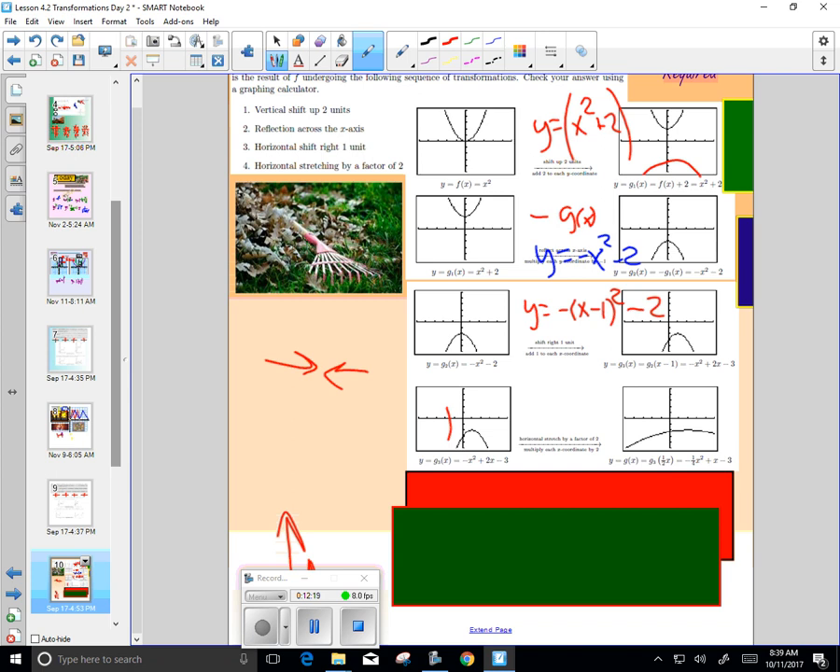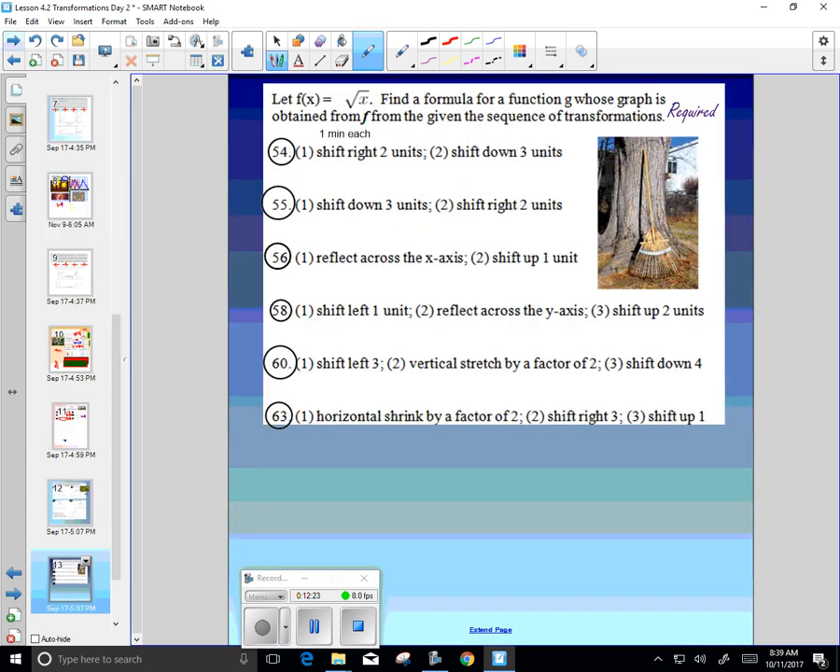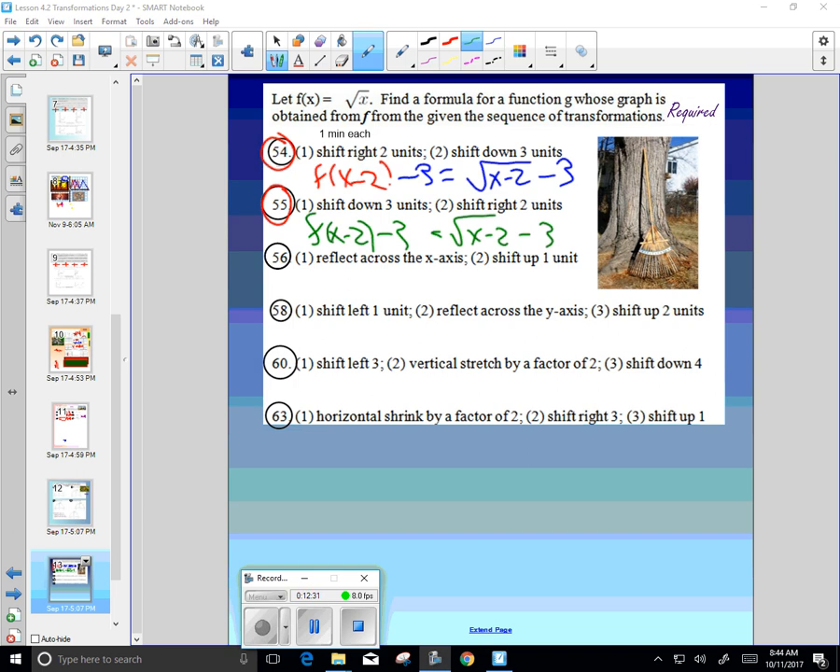Right? So let's go to number 54. Let's see what you can do with 54, 55 right now. I'm going to do a couple of these here. Reflect across the x-axis. So that's going to flip it on the outside. And then it's going to shift up 1. So you're going to go up 1. So it's the opposite of the square root of x, up 1.